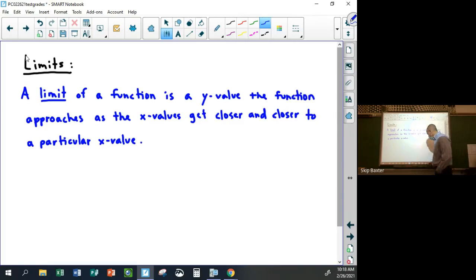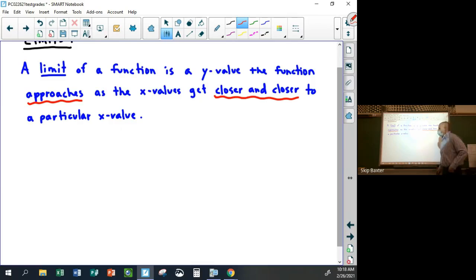Now, this is unusual in math to use language that's not so precise. Like approaches, that's a little weird, and closer and closer. Well, how much closer and closer? It's not very precise, but it's an essential thing that you have to use in order to talk about limits, for reasons that we'll talk about. Okay, but that's the definition of a limit.